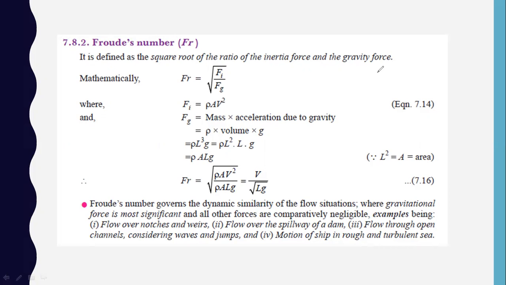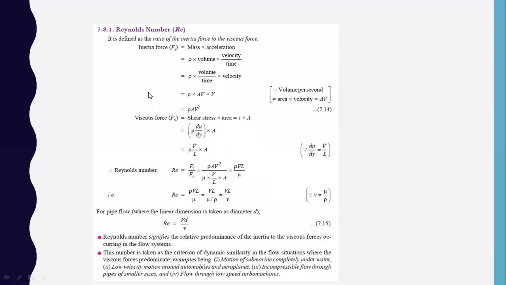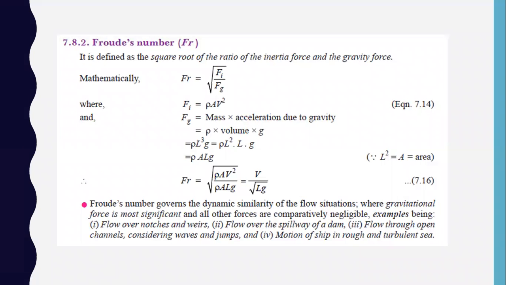So Froude number governs the dynamic similarity of the flow situations where gravitational force is more significant and all other forces are comparatively negligible. Examples being flow over notches and weirs, flow over the spillway of a dam, flow through open channels considering waves and jumps, and motion of ships in rough and turbulent sea.